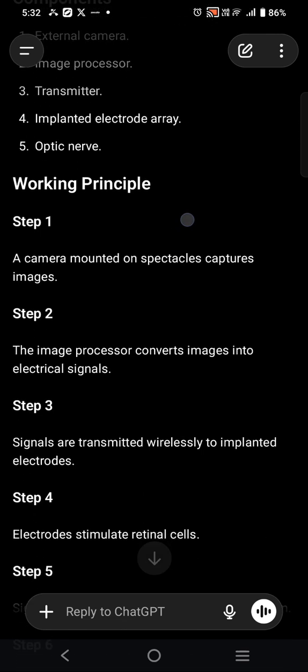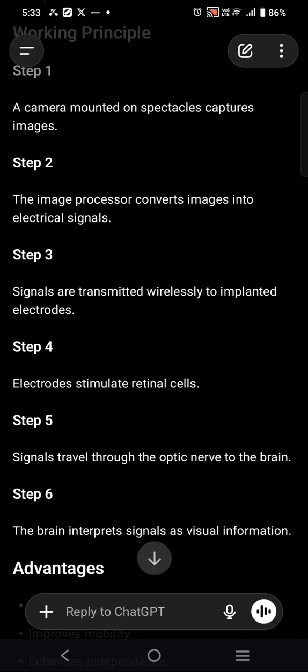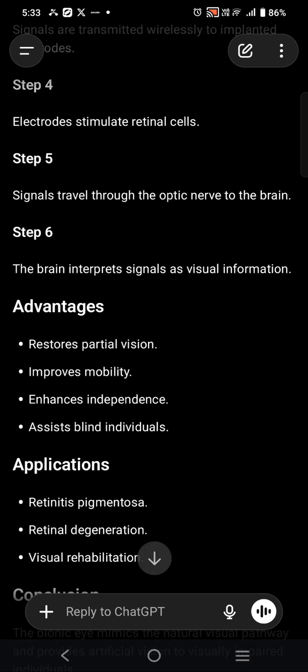Working principle: a camera mounted on spectacles captures images. The image processor converts images into electrical signals. Signals are transmitted wirelessly to implanted electrodes. Electrodes stimulate retinal cells. Signals travel through the optic nerve to the brain. The brain interprets the signal as visual information.